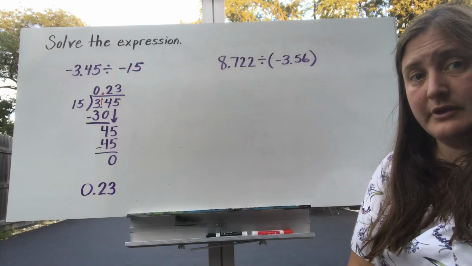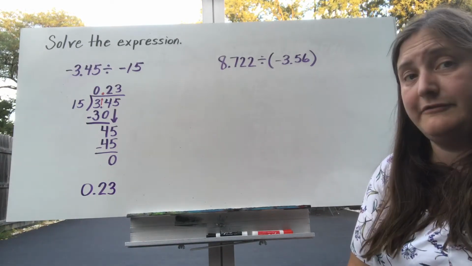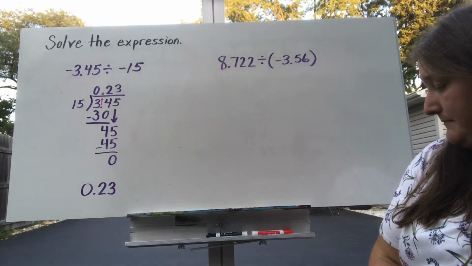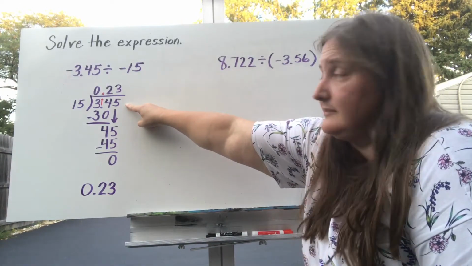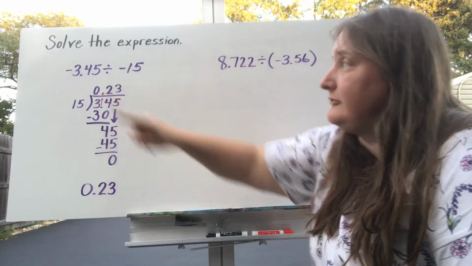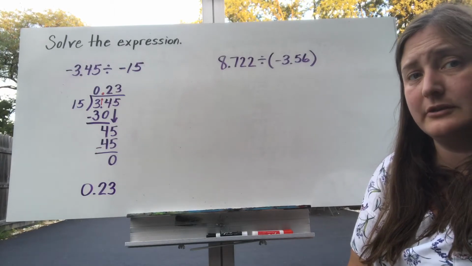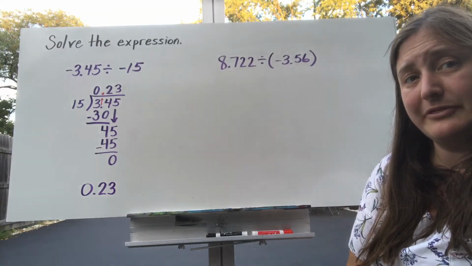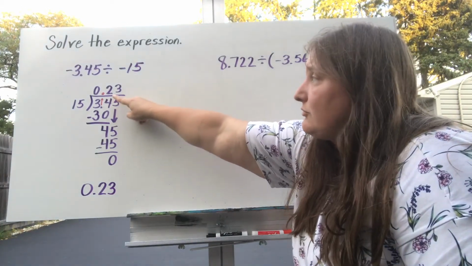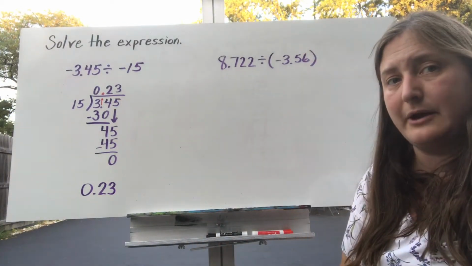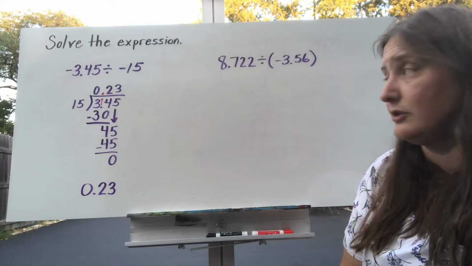Here's some decimals that we're dividing. So we started off here with negative 3 and 45/100 divided by negative 15. So in this case, I put the 3 and 45/100 on the inside of my division problem and the 15 on the outside. I'm just dividing their absolute values. I'm not worrying about the signs right now. In fact, I don't really worry about the decimal much here either. Since I've only got a decimal on my inside number, it goes straight up into my quotient, and then I just forget about it.